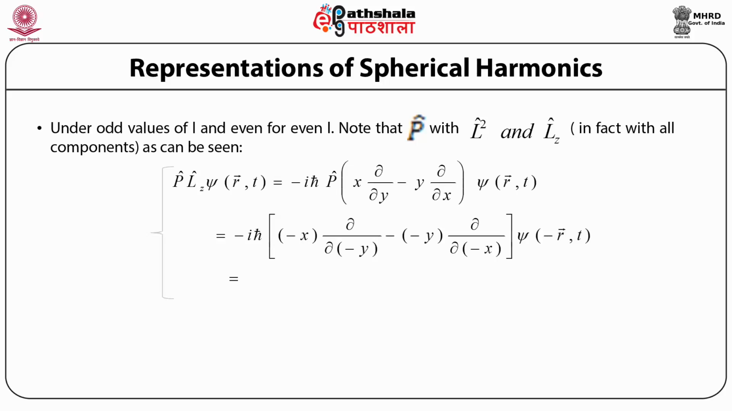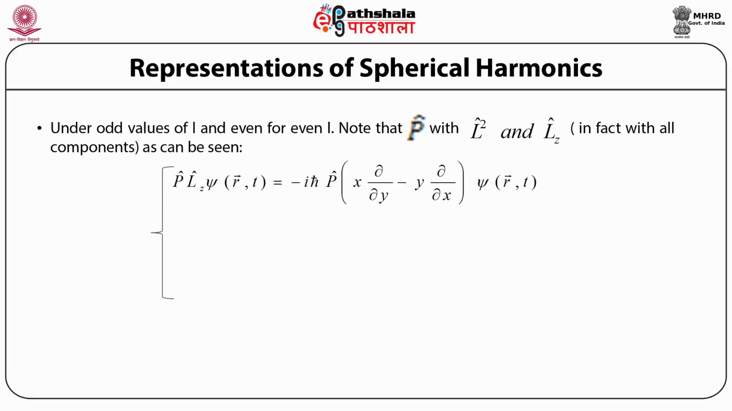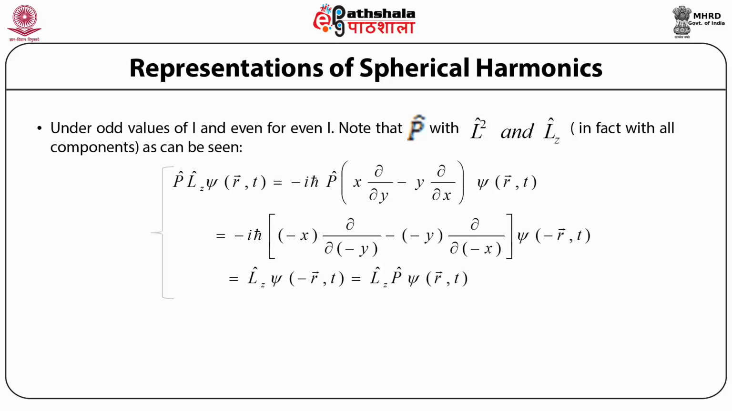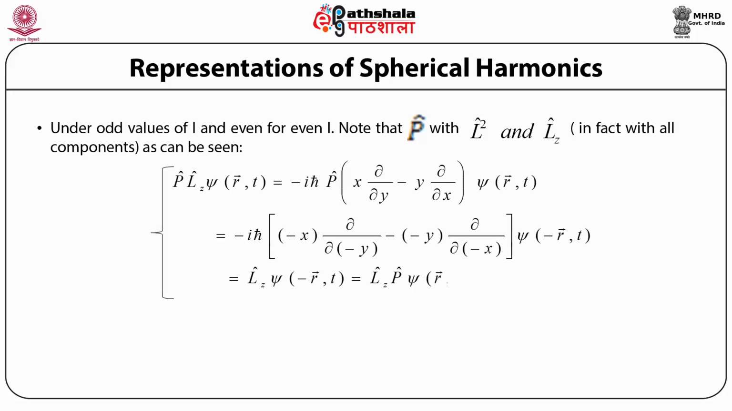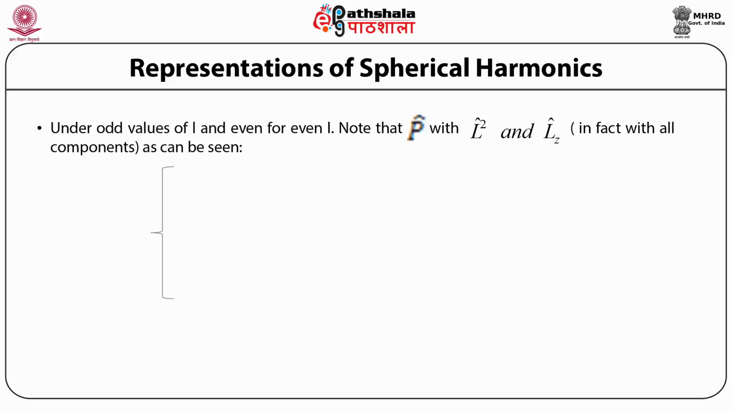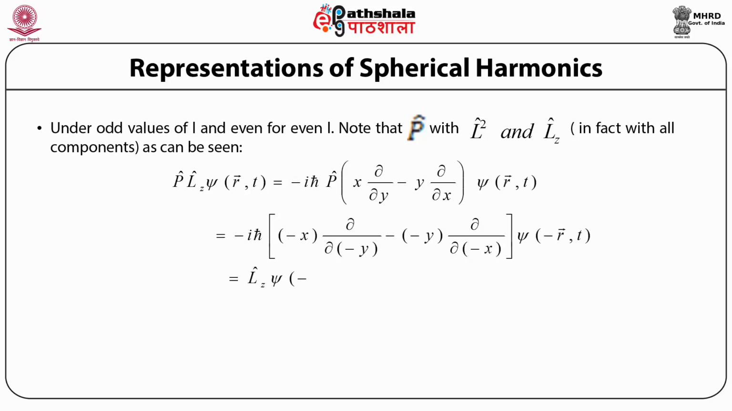This relation turns out to be equal to minus iota times h cross times (minus x times del by del of minus y, minus minus y times del by del of minus x) acting on psi(minus r, t), and this turns out to be equal to operator Lz acting on psi(minus r, t), which is equal to operator Lz acting on operator P acting on the wave function psi(r, t), where operator P is the parity operator and operator Lz is the z component of the orbital angular momentum operator.